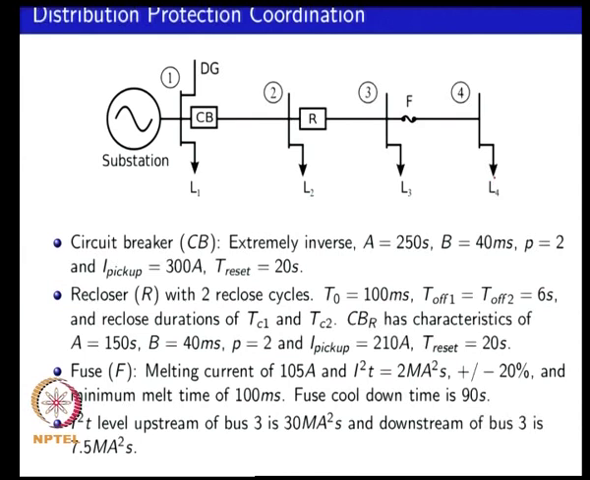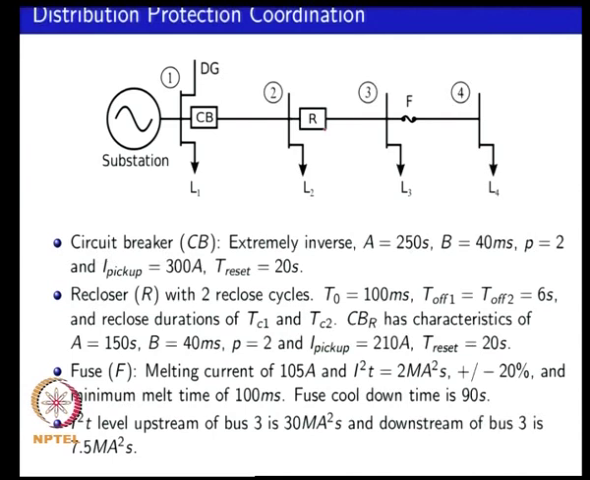For the protective devices you are given parameters. For the circuit breaker it is extremely inverse with P equal to 2. You are given A and B parameters. B is the definite time delay that you might expect, the pickup current level, and the reset time of the circuit breaker.